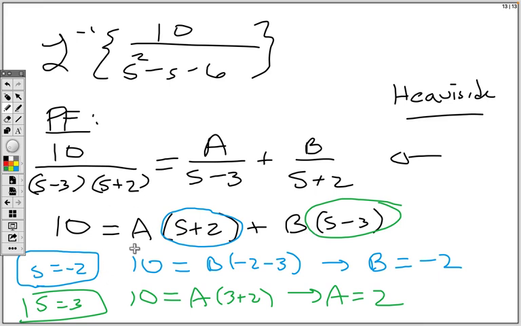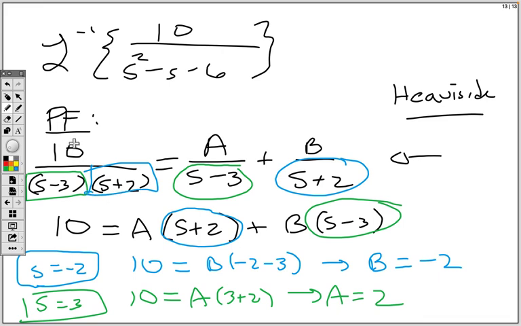The way the Heaviside method would work is you would look at what value of s makes this 0, and the answer is s equals 3. You would cover up the s minus 3 and plug 3 into what's left over. So A would be 10 over 3 plus 2, so A would be 2. And then here you would look at what value of s makes this 0, negative 2. Cover up the s plus 2 factor over here, plug negative 2 in, and that would recover B. So that's the Heaviside method, but I have a video on that. Any questions on that partial fraction decomposition? You're going to be doing this a lot.